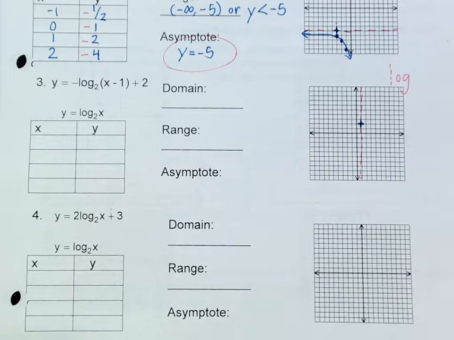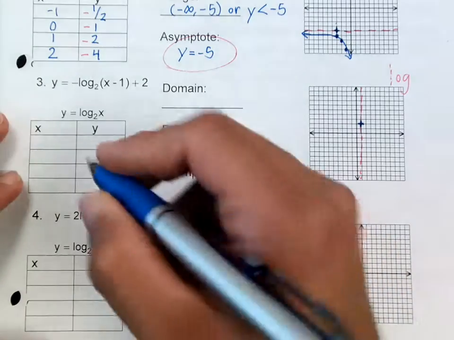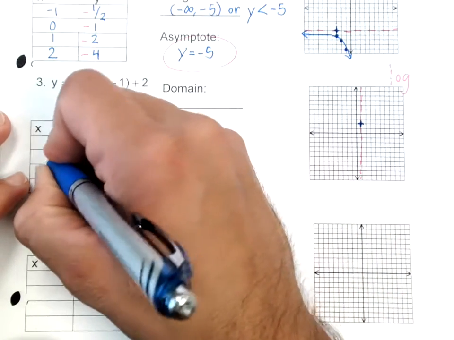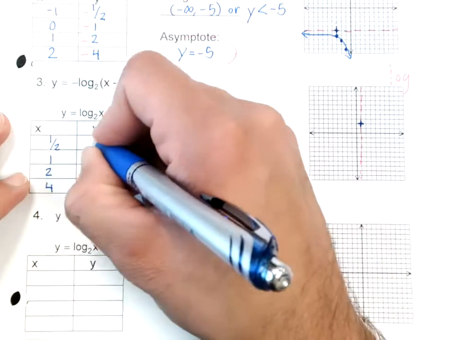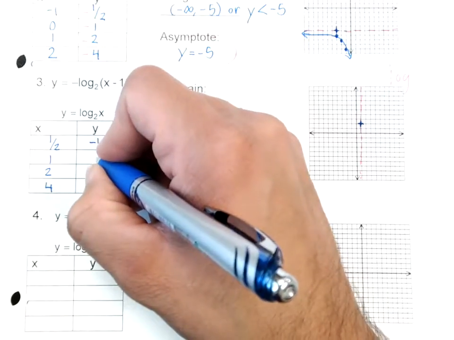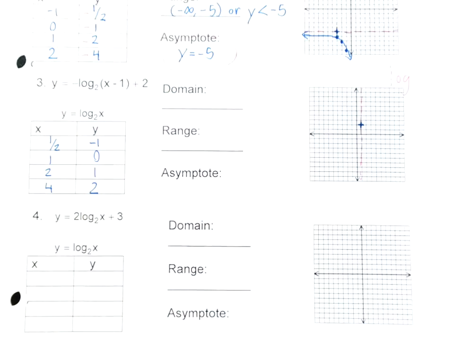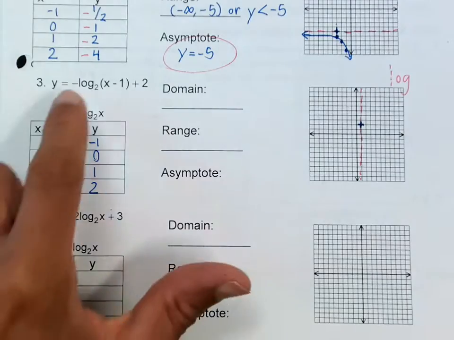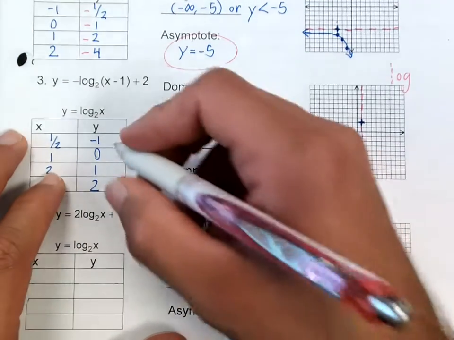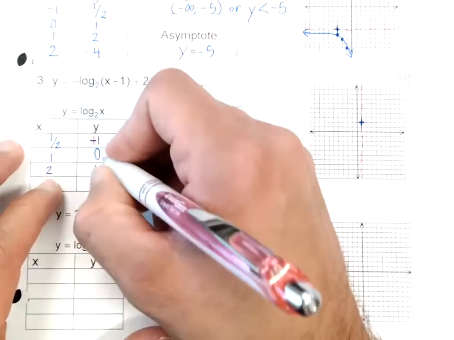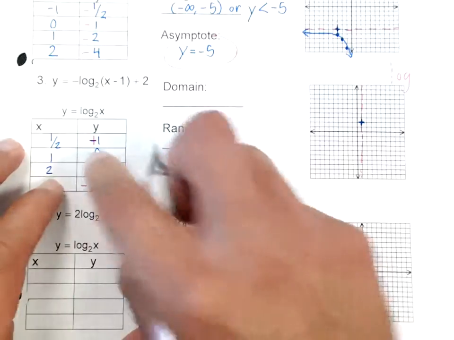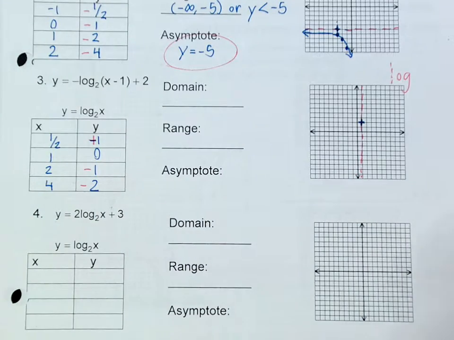So I'm being reflected. Now I'm going to write the points for the parent function, which are 1/2, 1, 2, and 4. And this will be -1, 0, 1, and 2. Because I'm reflecting, right, I'm going to switch the signs on all of these. So this is going to be a plus now. Negative, negative. Don't put anything with the 0 because the 0 doesn't change. 0 is still 0.